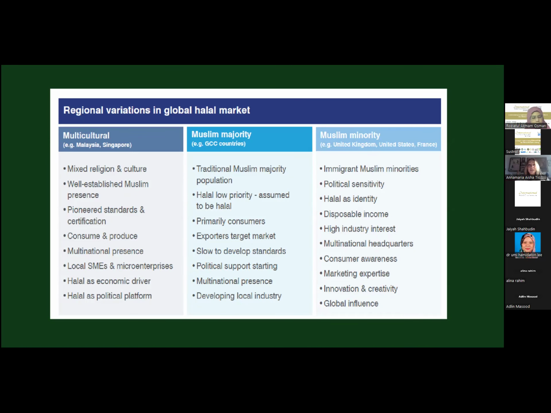Obviously, we have regional variation in the global halal market because we have to differentiate what the markets for halal are. We have a multicultural market, a Muslim majority market, and a Muslim minority market. And obviously, these three markets are very different when we are talking about placing.